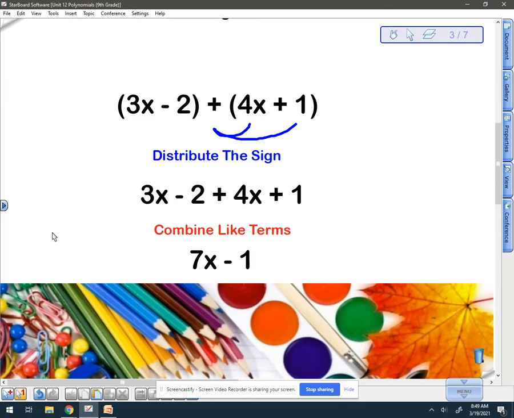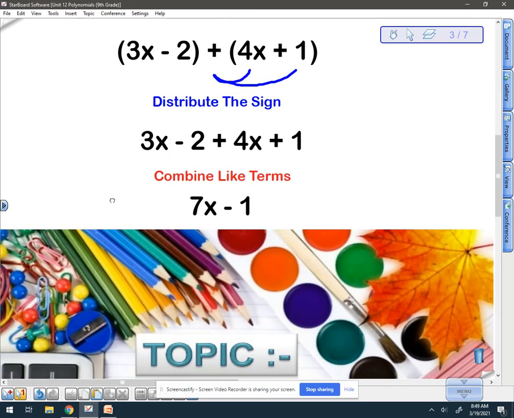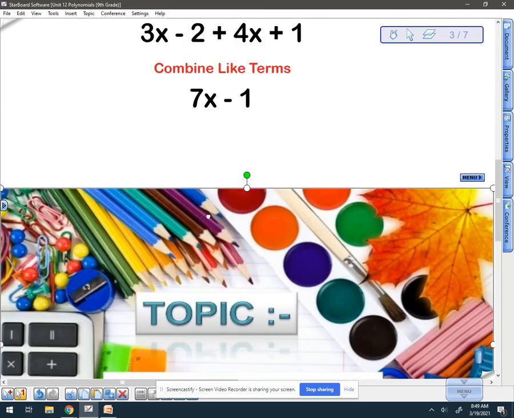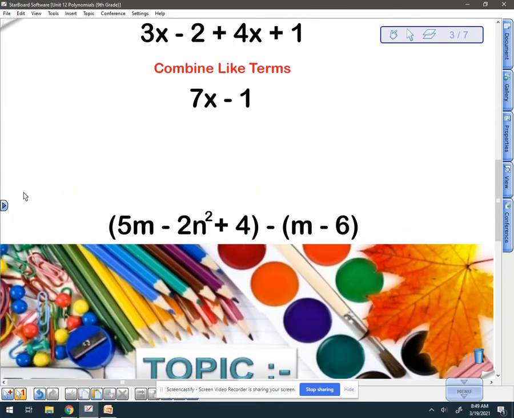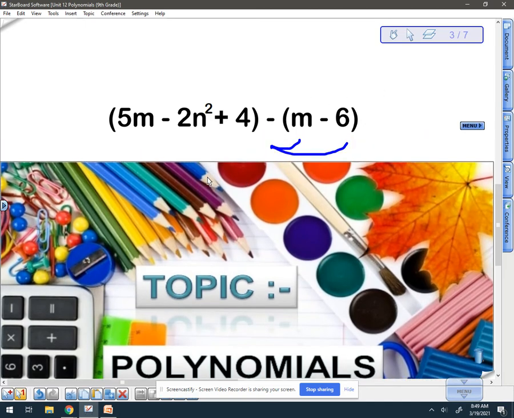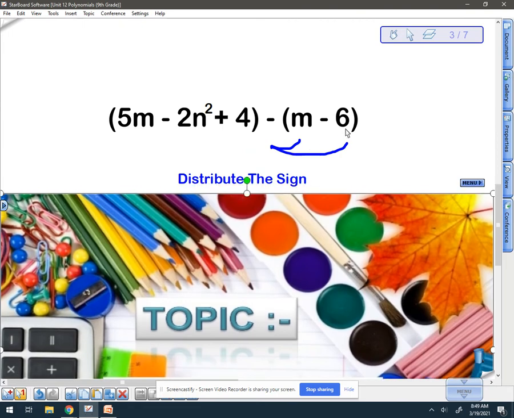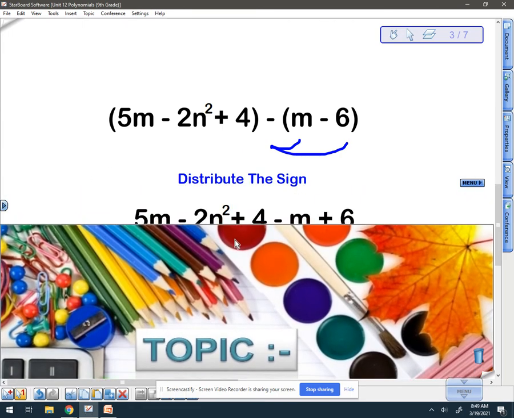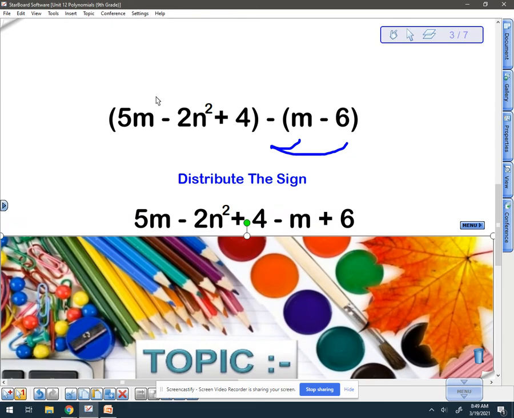All right, what do you do if it's a subtraction sign in the middle? Now we have a trinomial minus a binomial. Same thing, we have to distribute the sign. The front one stays the same: 5m minus 2n squared plus 4.